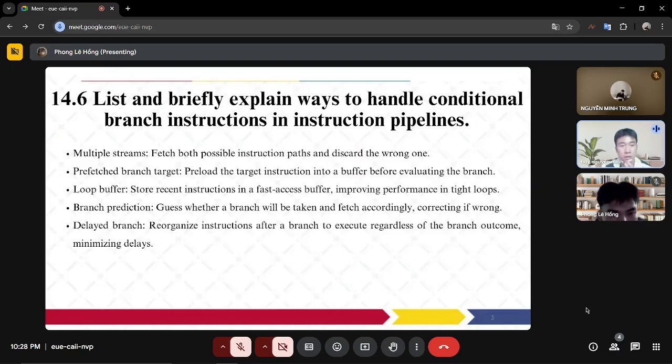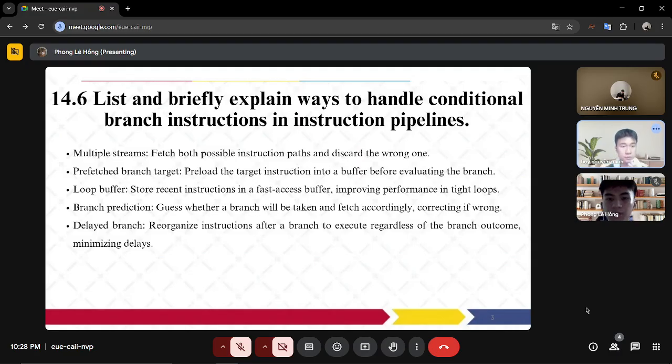14.6. Briefly explain how to handle conditional branch instructions in a pipeline. 1. Multiple streams: fetch both possible instruction paths and discard the wrong one. 2. Prefetch branch targets. 3. Prefetch the target instruction into the buffers before evaluating the branch.